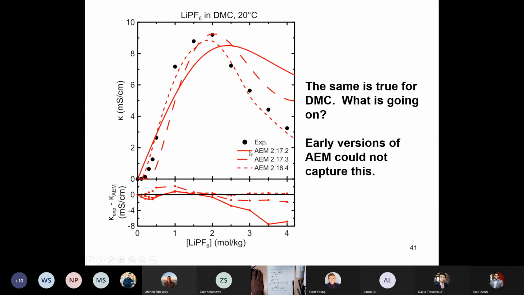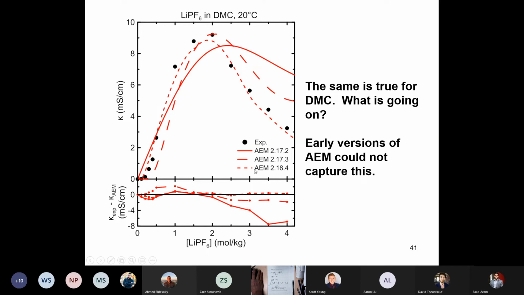Kevin Gehring keeps revising the Advanced Electrolyte Model as a function of time. And in 2017, when we showed him this data and what the AEM calculated, which is the solid curve, you can see the solid curve is linearly increasing conductivity, and the data is not. So the AEM couldn't capture this at all. And once you see a thing like this, you get really concerned because you wonder what's going on in these calculations.